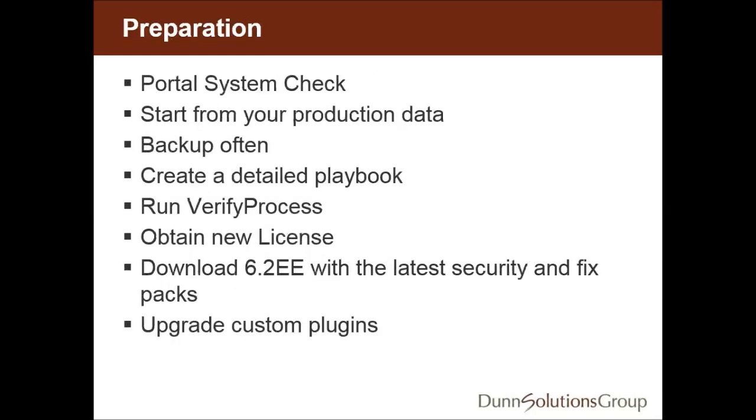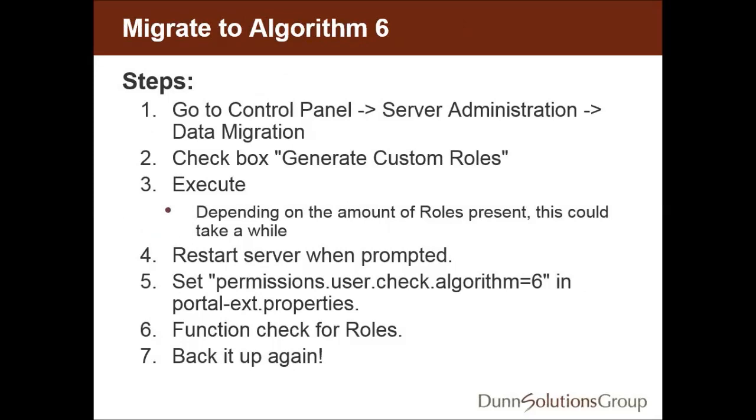And there are some preparation tasks that you want to do before you attempt an upgrade. First, you will want to take a look at your portal systems, making sure that you're familiar with the current setup and that things are working as they should. And you may also want to start from your production data. Take a database dump of your production environment so that you get the production data, and use that to start your upgrade process. This will minimize any surprises when it is time to perform the upgrade on your production environment.